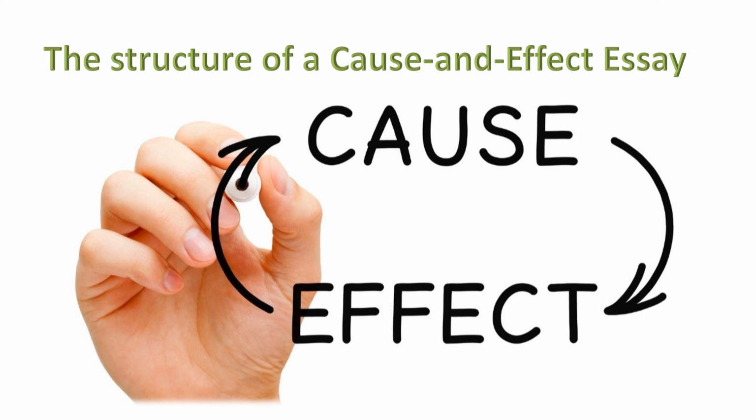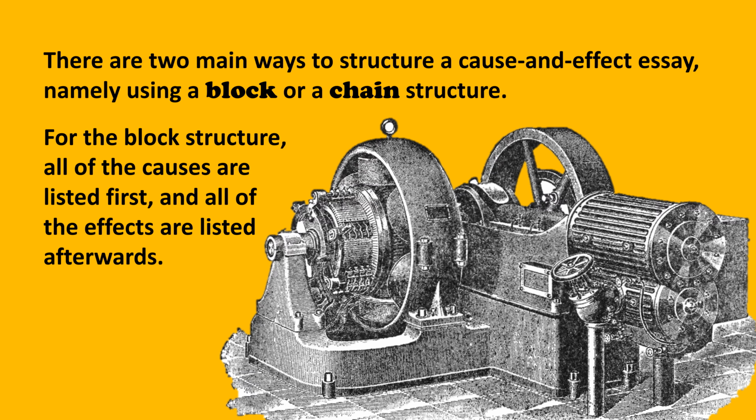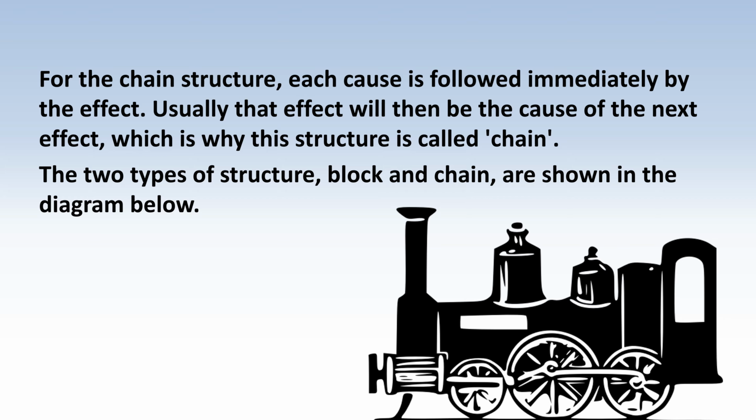The structure of a cause and effect essay. Let's discuss the structure of a cause and effect essay. Are you ready? There are two main ways to structure a cause and effect essay, namely using a block or a chain structure. For the block structure, all of the causes are listed first, and all of the effects are listed afterwards. For the chain structure, each cause is followed immediately by the effect. Usually, that effect will then be the cause of the next effect, which is why this structure is called a chain. The two types of structure, block and chain, are shown in the diagram below.